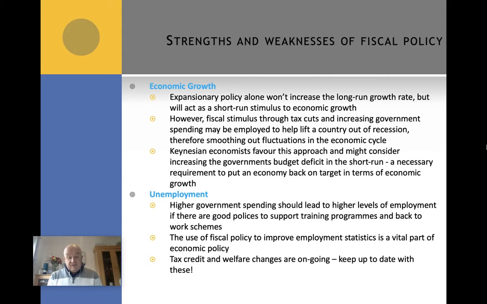So effectively, if we can improve employment stats, that's clearly going to be a really important thing to consider. And obviously, the other thing that can be used is tax credits and welfare changes, and those clearly can help to achieve the level of employment figures that we're looking for.